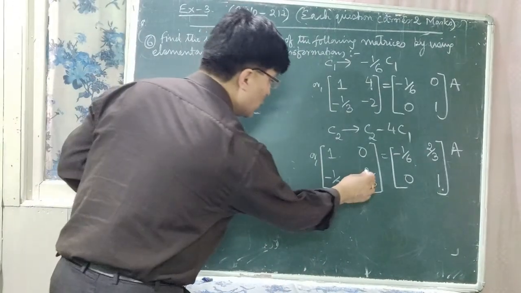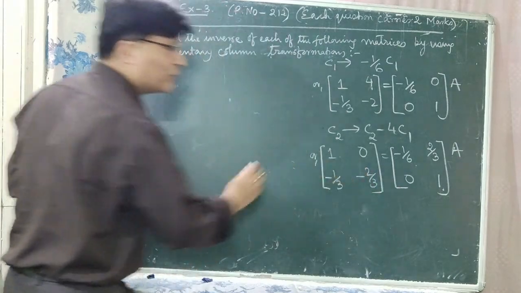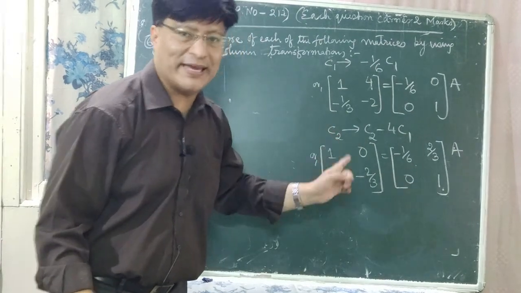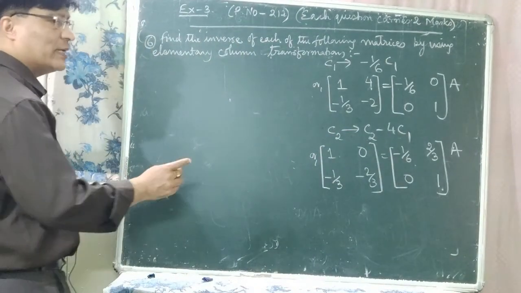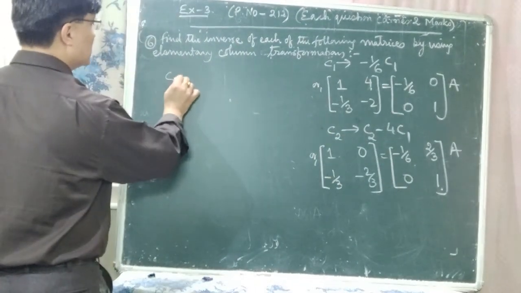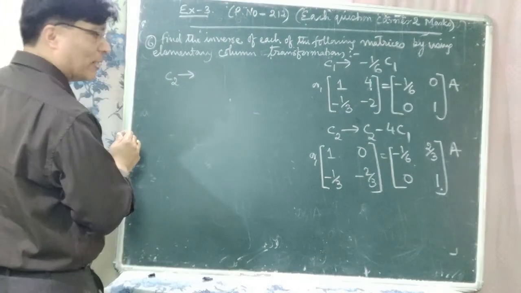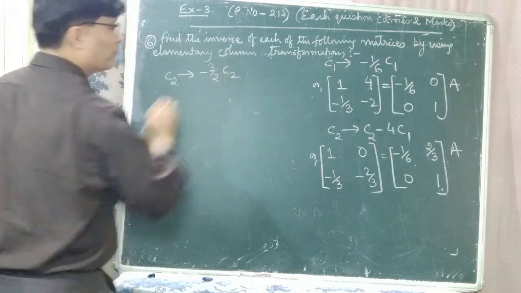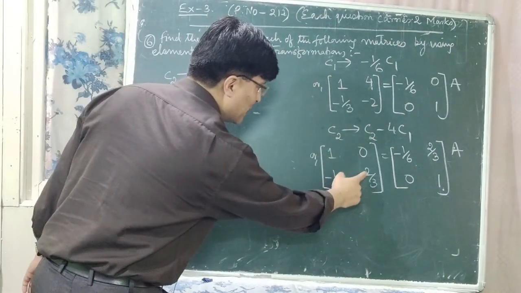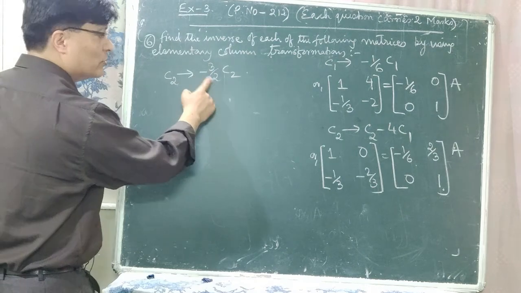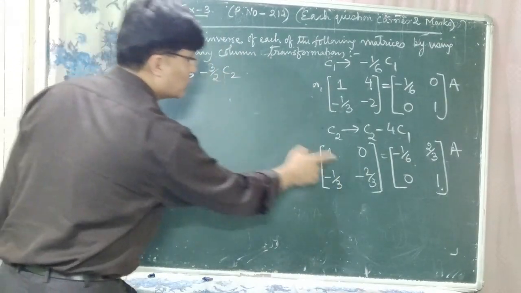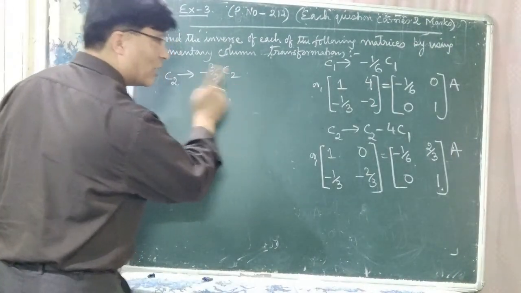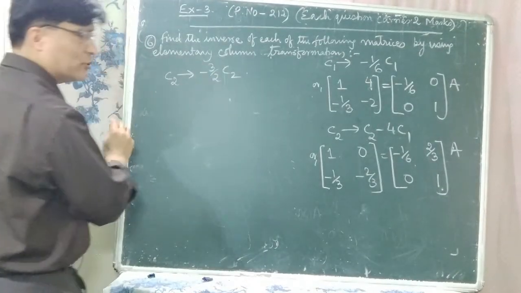So now you should make this minus 2 by 3 into 1. So how can you make it 1? That is C2 arrow mark minus 3 by 2 C2. That is, if you multiply this minus 2 by 3 by minus 3 by 2, minus 0 minus plus, 3 by 2 into 2 by 3 will be 1, right? So only column 2 is changing. How does it change? Minus 3 by 2 into C2.